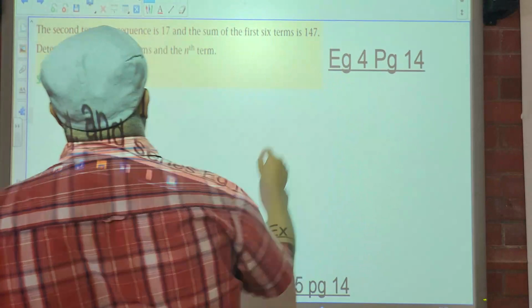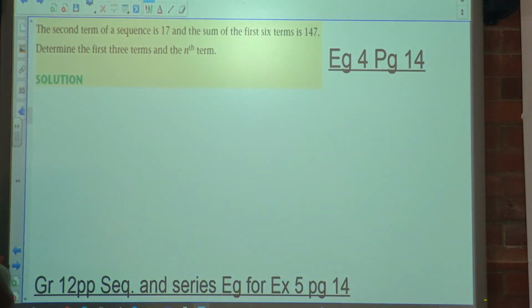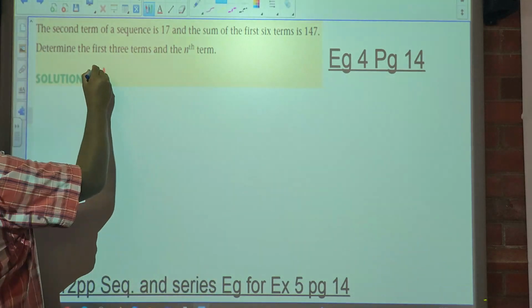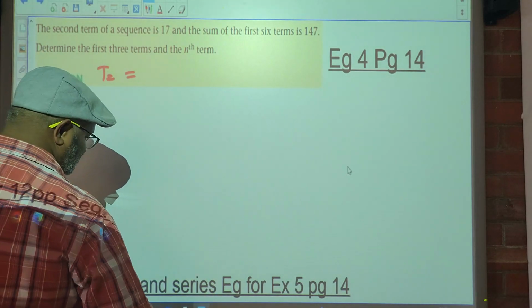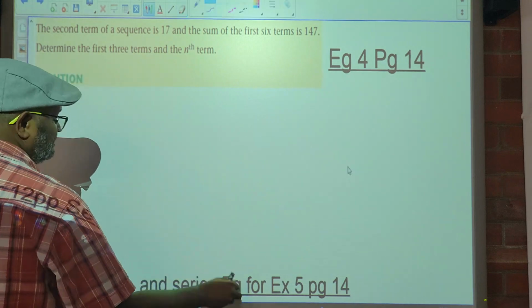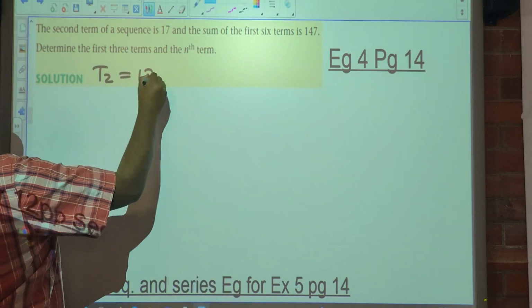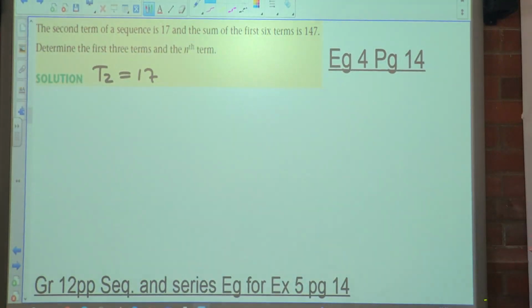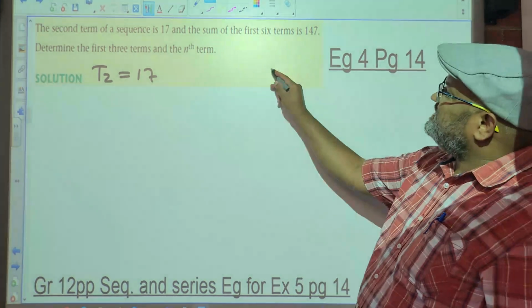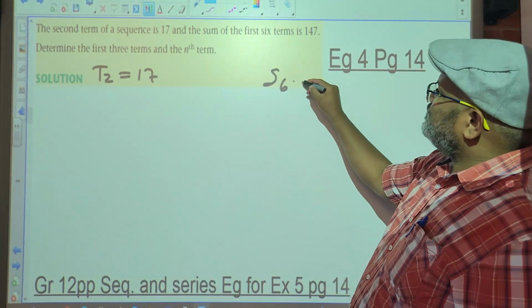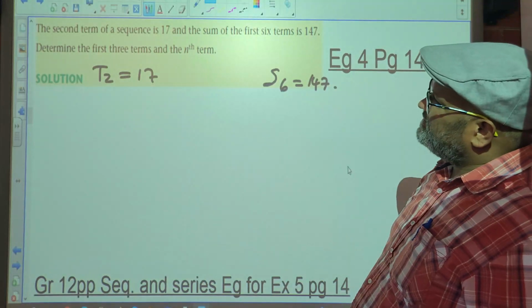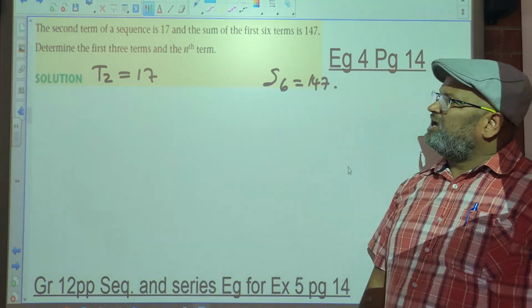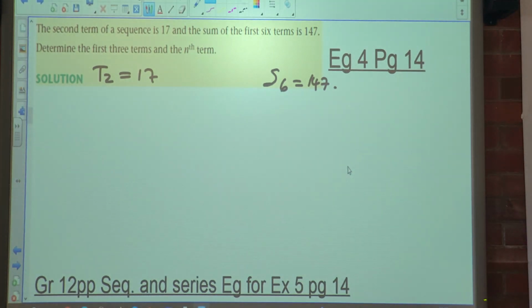We are told that the second term of a sequence is 17. So what would that be, people? T2 is 17. The sum of the first 6 terms is 147. S6 is 147. Determine the first 3 terms and the nth term. So in other words, I must calculate my value of A and d. Not so?